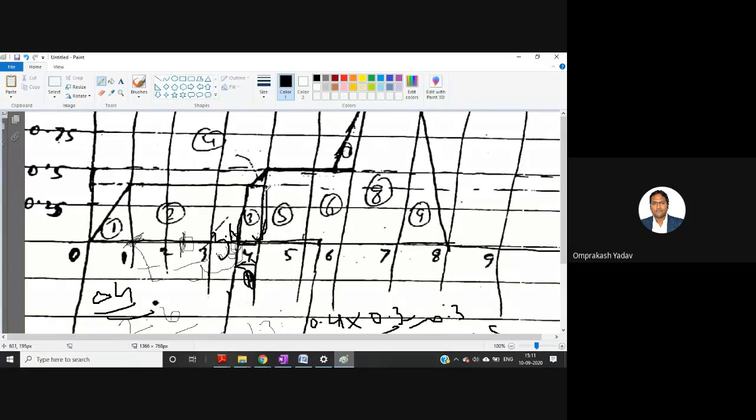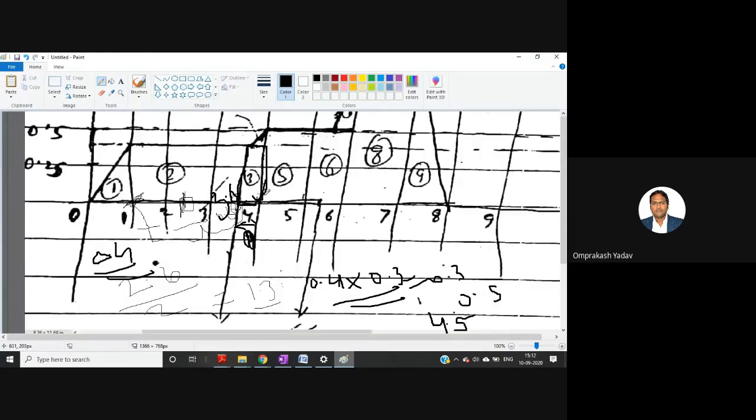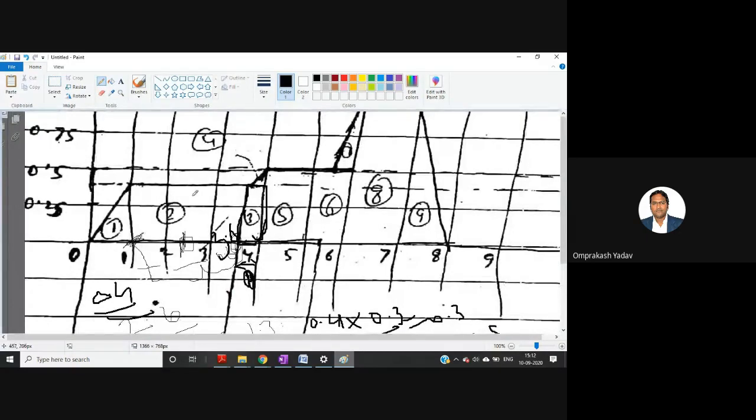Anyway, so now let's see the fourth diagram, this one. So the fourth diagram, if you see the point, this point we have determined, it must be 3.6 and 0.3. So 3.6 and 0.3. And this point will be 4, 0.3. And the above point is 4 comma 0.5.